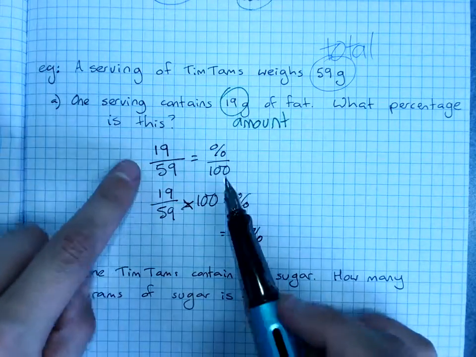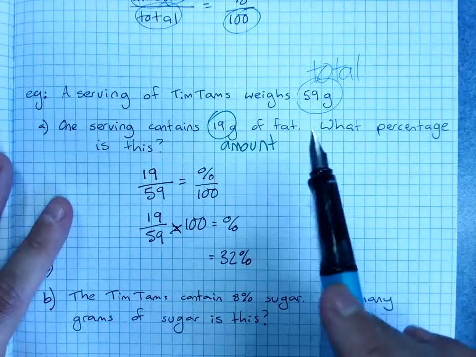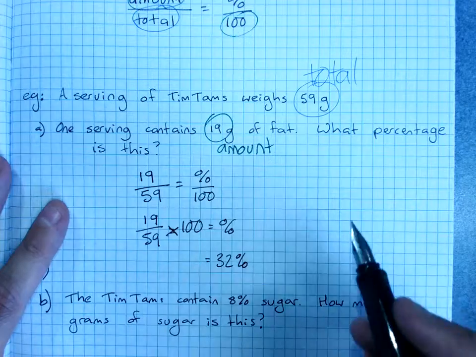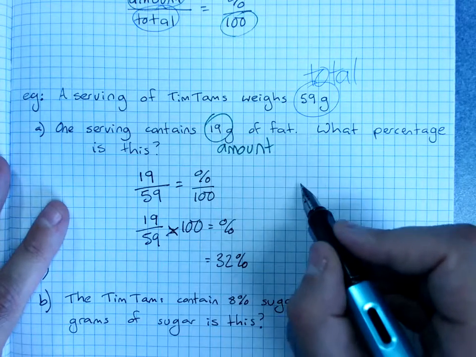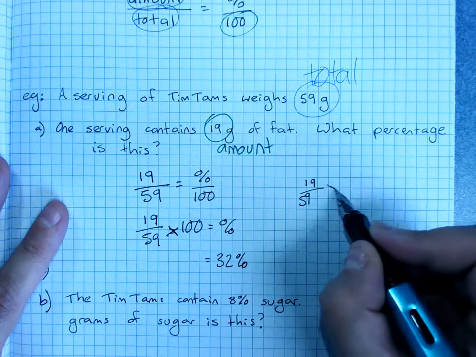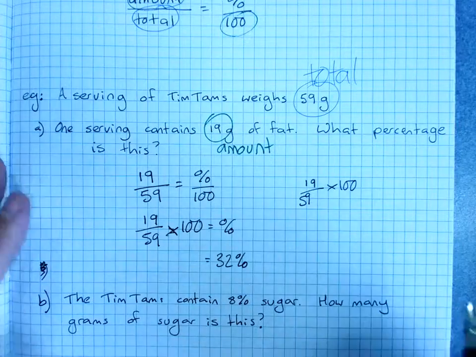Now that does rely on us remembering with this strategy how to get rid of a divide by 100. If you prefer, you can still see the amount out of the total, and remember that when I've got an amount out of a total, I need to times it by 100 to get the percentage. So it's up to you which strategy you use.